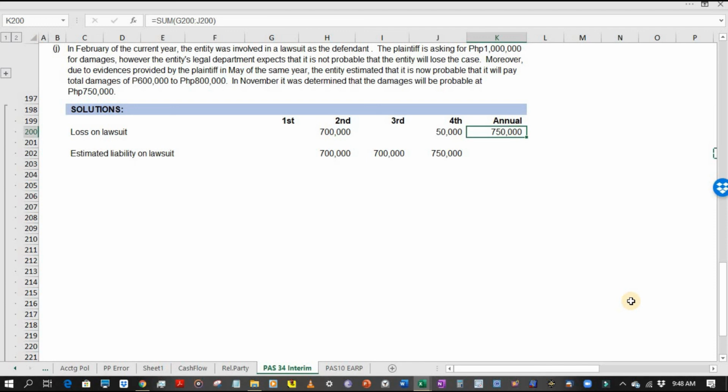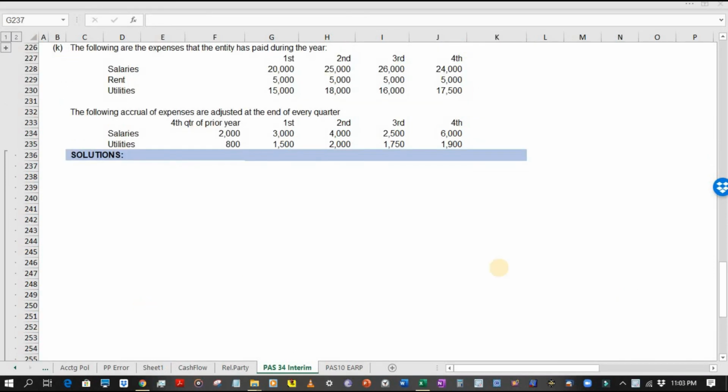And as of the end of the year, the statement of financial position should present an estimated liability on lawsuit of 750,000 pesos. So again, if there are changes in the estimate in the succeeding quarters or in the succeeding interim periods, we will no longer recognize the full amount. Instead, we're just going to recognize the adjustment, whether it be an increase or decrease from the previous amount recorded.